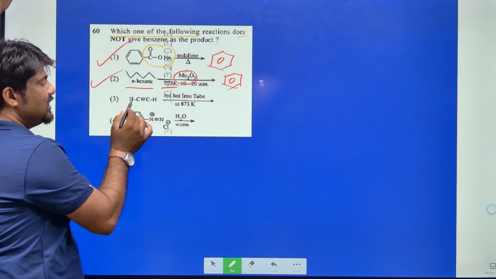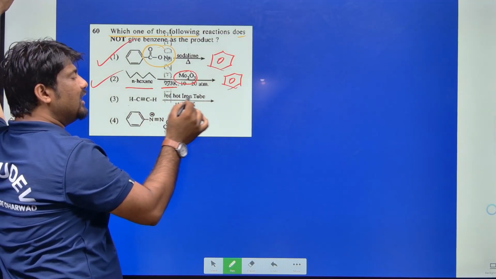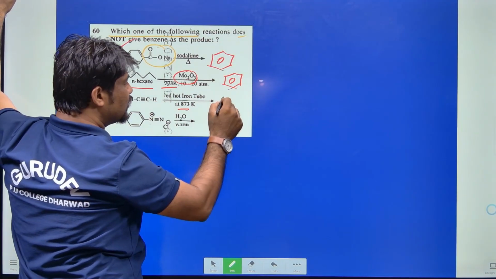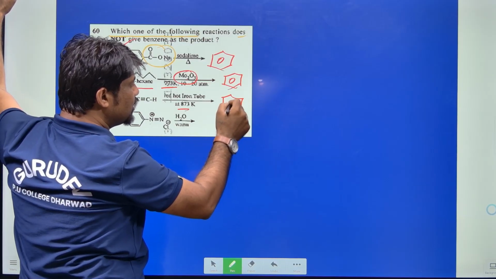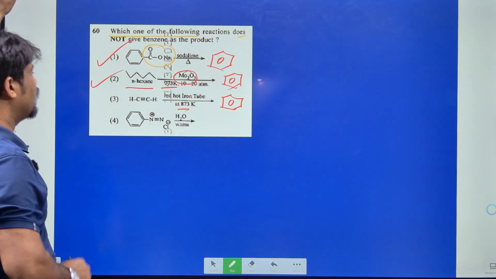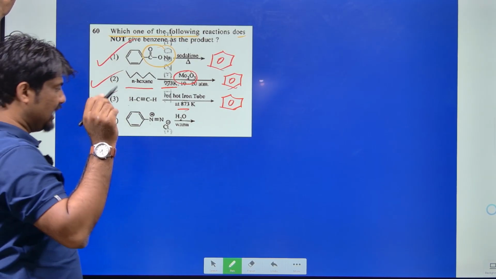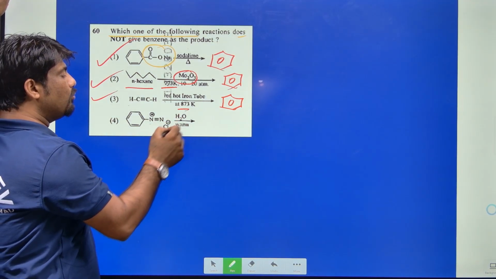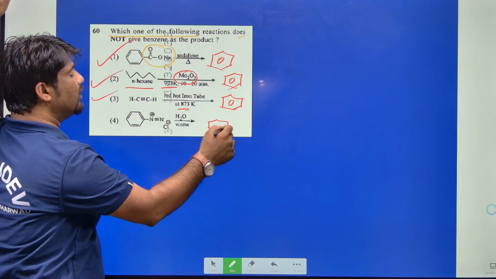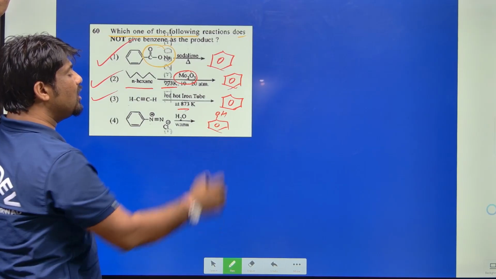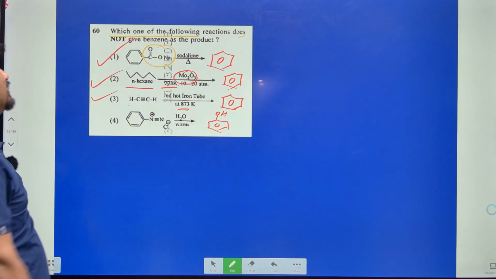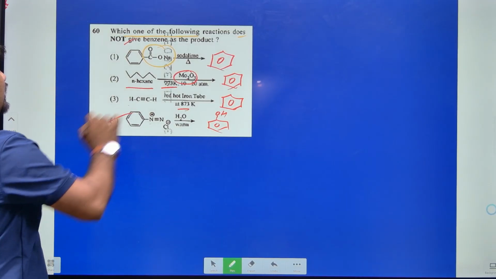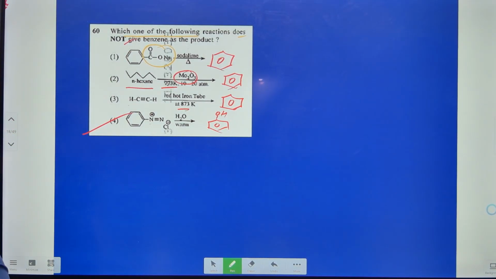When ethyne, CH triple bond CH, is treated with a red hot iron tube at 873 Kelvin, the ethyne molecule undergoes cyclization, and of course it will also give benzene. Okay, so 3 also gives benzene. At last, benzene diazonium chloride when warmed with water will give phenol. It will not give benzene. So option 4 will not give benzene. Hence the right answer is 4.